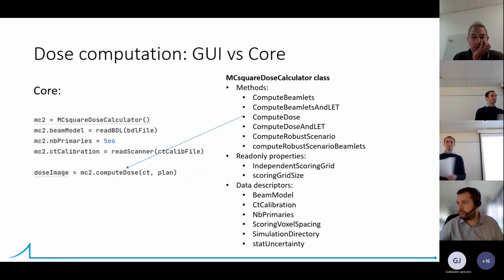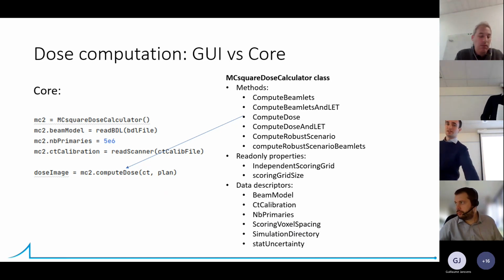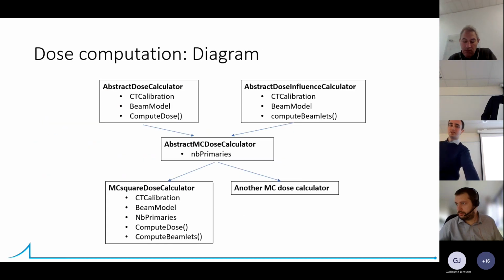In the core, you can do a Monte Carlo computation in 4 lines of code. This is how it looks, and you would give the beam model directly. So you would use the IO method to read the beam model and the CT calibration, and you would give it to the MC square dose calculator. You would also tell things like the number of primary particles that you want to use and compute the dose on the CT and the plan.